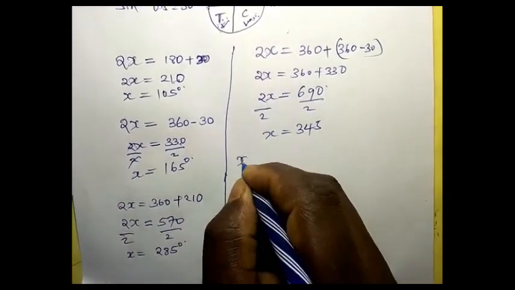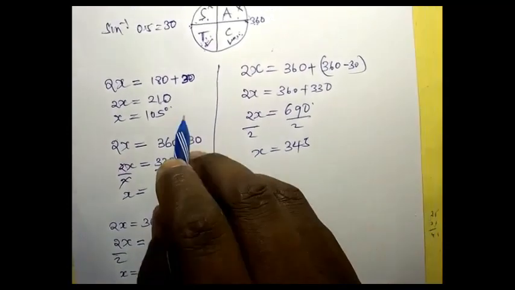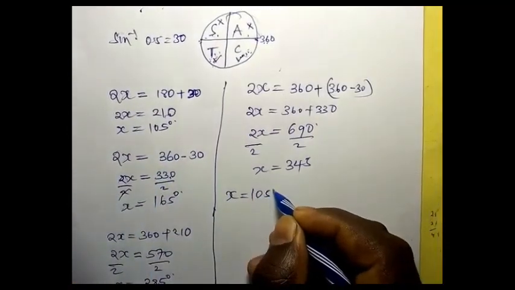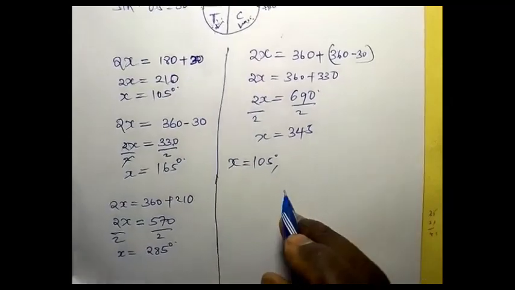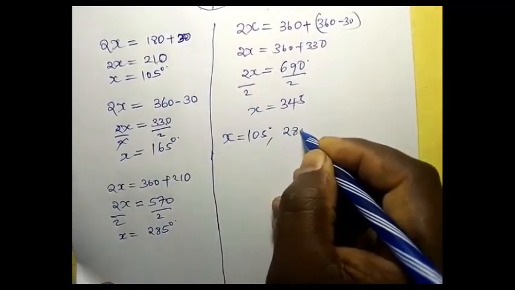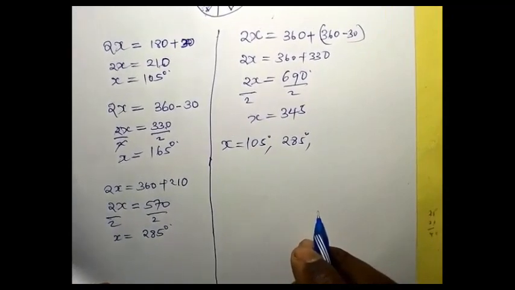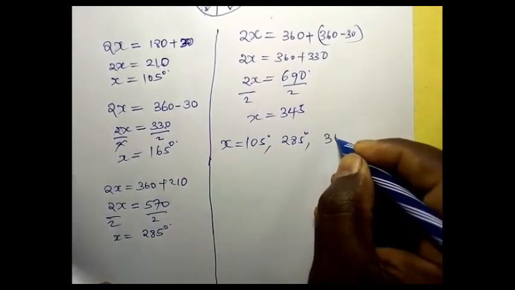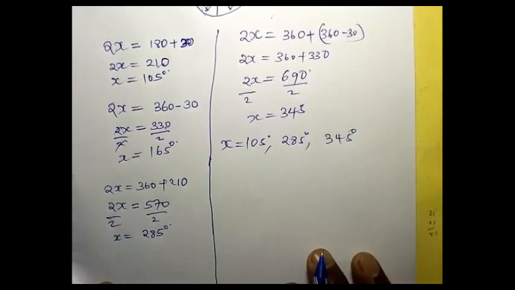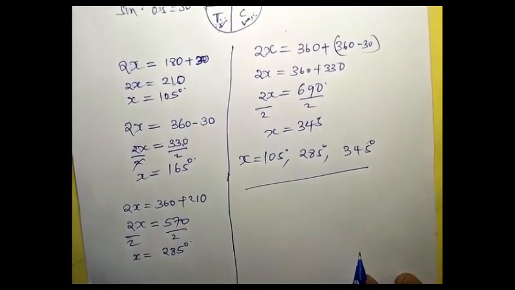So the angles for x are: the first one is 105 degrees. The second one is 285 degrees. The third one is 345 degrees. This is as simple as that. Thank you very much.